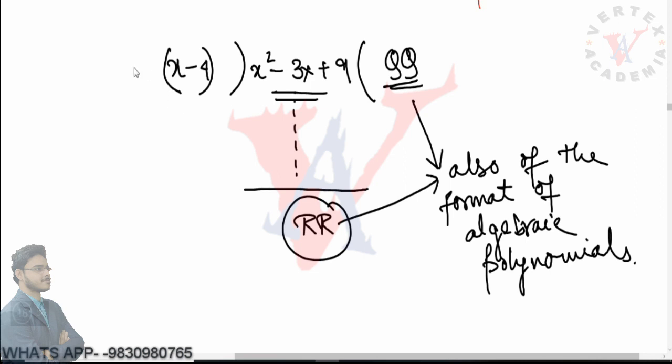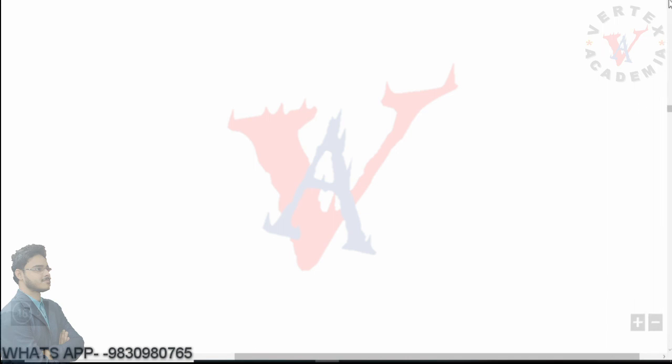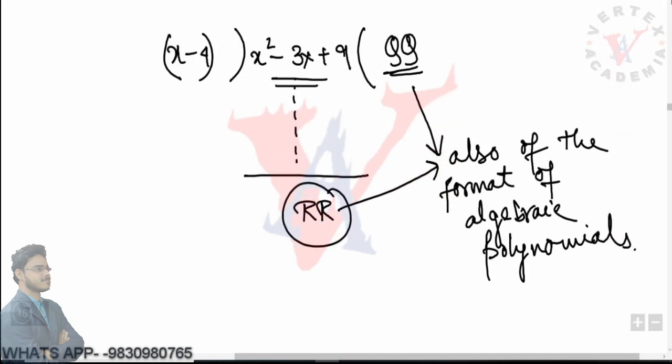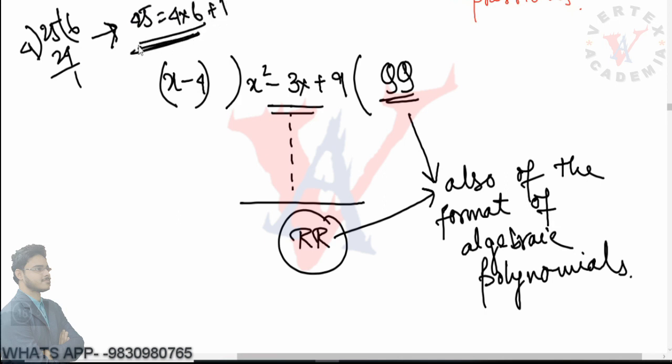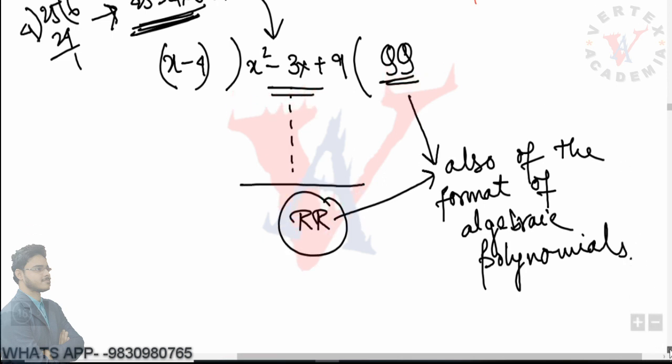So basically this is nothing new. The Euclid's division lemma, which you learned in the real numbers chapter, was only for numbers. That is, we learned dividend equals divisor into quotient plus remainder for numbers. For 25 divided by 4, 4 6s are 24 and 1, so 25 equals 4 into 6 plus 1. Now we are doing the same thing for algebraic expressions, and this is termed the division theorem for algebraic polynomials.